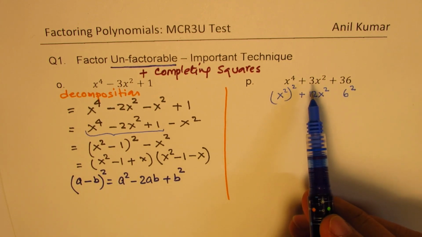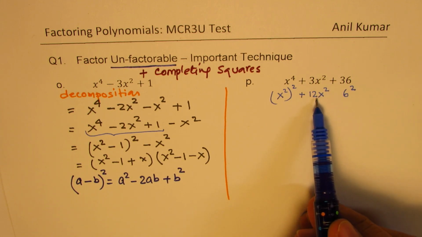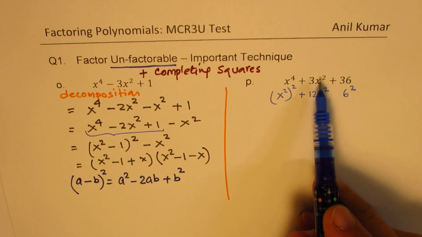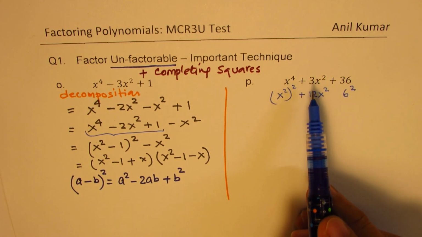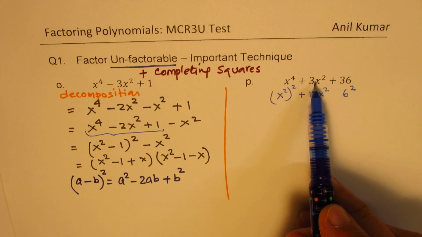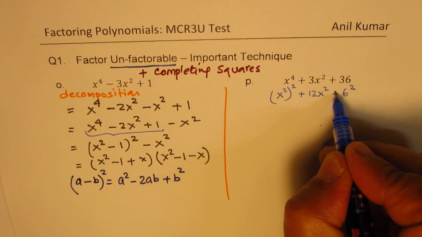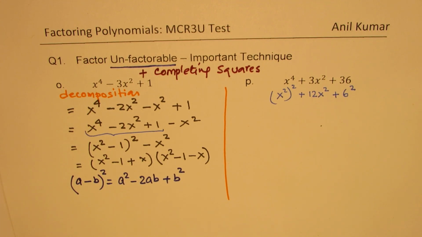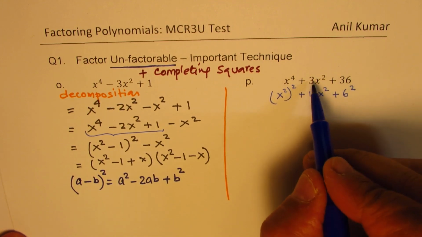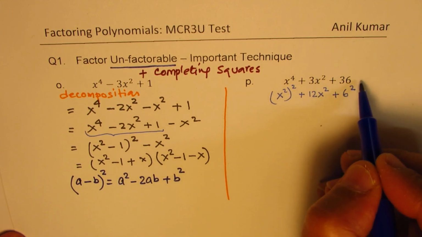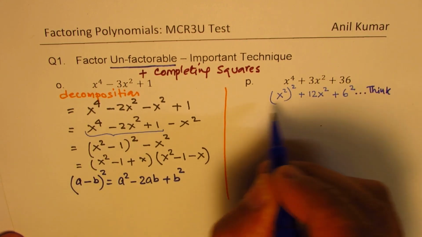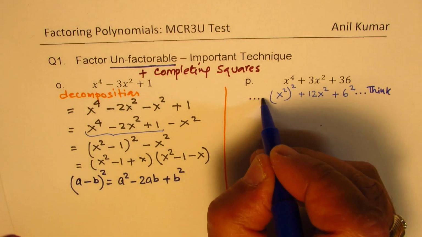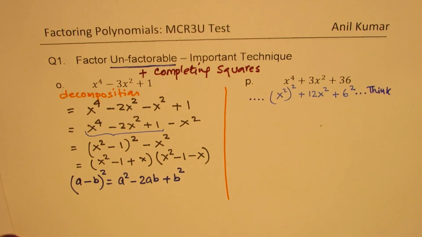But what do I have? I have 3x squared, not 12x squared. So to get 12, what should I do? I should add and subtract 9. Do you see that? So what you should do here is add and subtract 9x squared, right? So if I add and subtract 9x squared, I get the needful. Do you see that? So that is the thinking part. It is not a step, it's just a thinking part, okay?